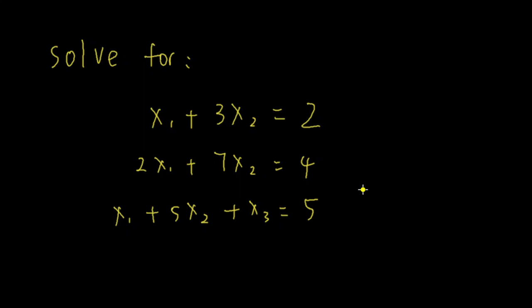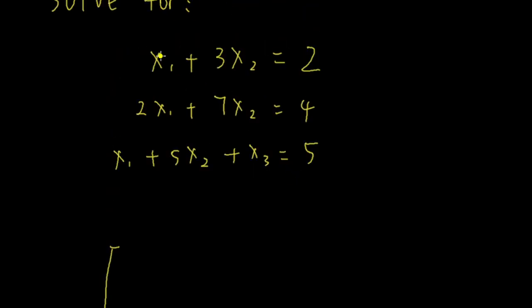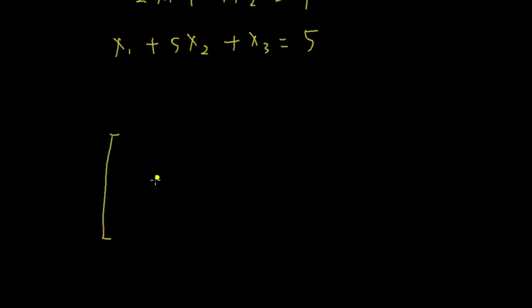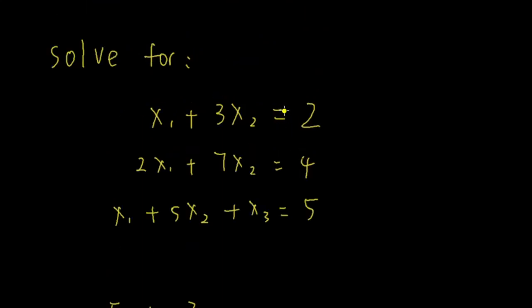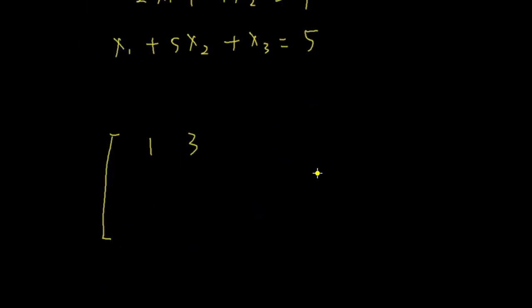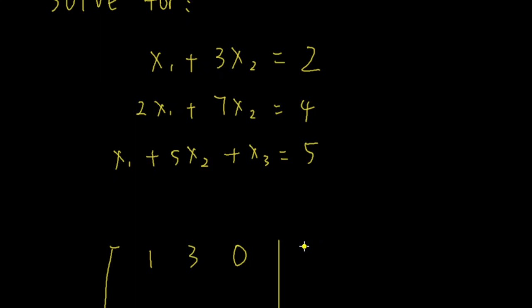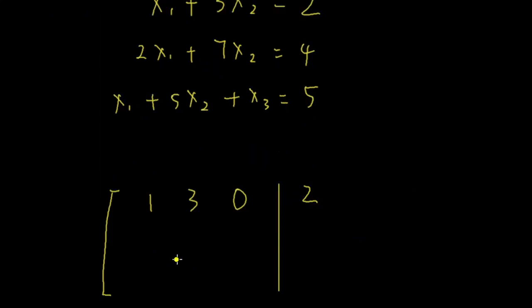So how do I write this? I will write it as a matrix first. The first row, x1 and x2: this is 1, this is 3. So I will write 1, 3. And of course, x3 we don't see here, that means it's 0. 0 times something is 0. So that is 0. And on the right side, I'm going to write down the value on the right side of the equal sign. So the first row will be 2.